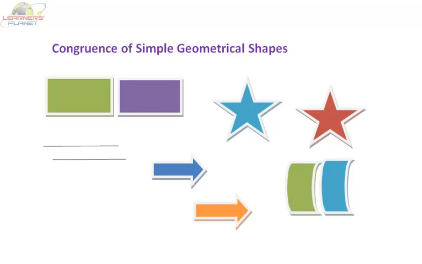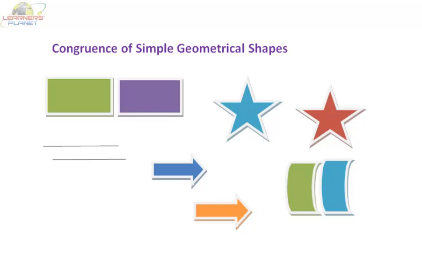Now let's discuss congruency of simple geometrical shapes. Friends, the word congruent means equal in all respects. A geometrical figure is said to be congruent to another geometrical figure when both the figures are identical in shape and size. Okay, in other words, we can say that if we keep one figure on the top of the other, then they should coincide with each other exactly. Then we call them congruent.